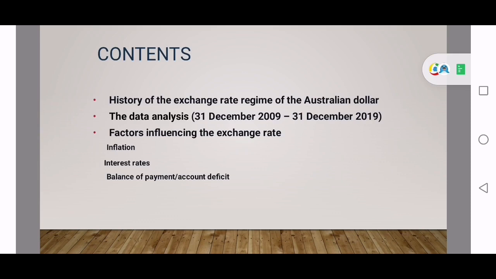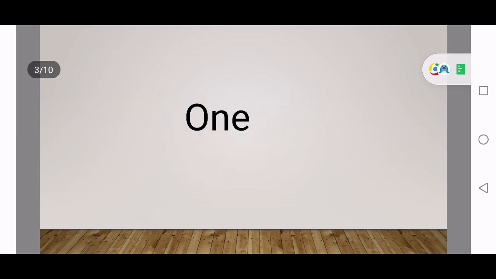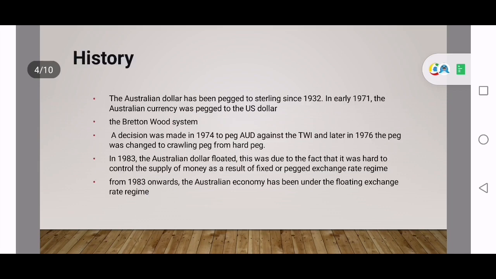present the monthly exchange rate data of the Australian dollar against the American dollar. Finally, the report will describe the three economic variables that impact the rate of exchange. The history of the Australian dollar exchange rate system over the past few decades.